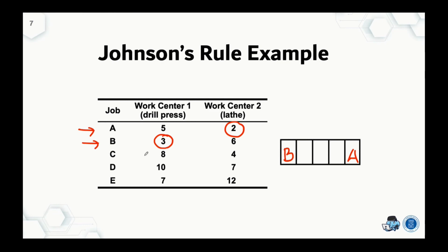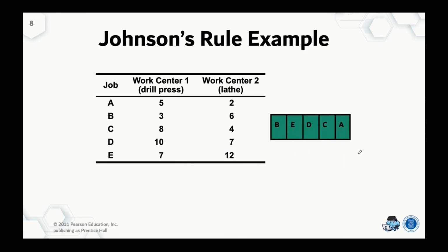Now take a look at job C. Job C, the minimum is here, so we should assign job C last. Job D has the minimum in work center 2, so job D will be last again. And job E has the minimum time in work center 1, so job E should be here. So this is the sequence of the work: B, E, D, C, and followed by A.